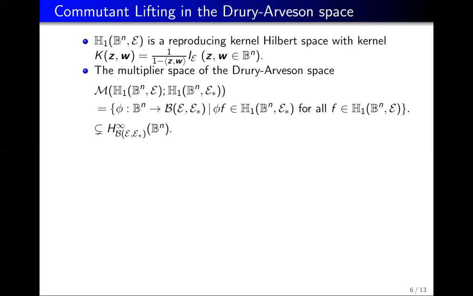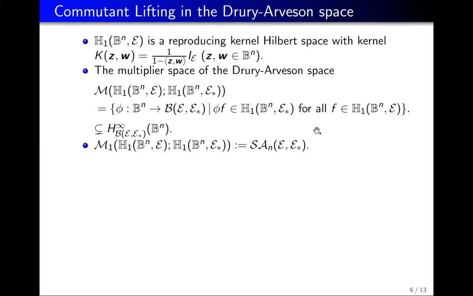So one can actually define a norm on this space by simply defining the norm of phi to be the norm of the multiplier m sub phi, and then this space also will be a Banach space. And one can talk about the unit ball of this Banach space, which we will denote by m sub 1, of this E valued Arveson space to this E star valued Arveson space. So that's the unit ball of this Banach space, which is known as the Schur-Agler class of functions.